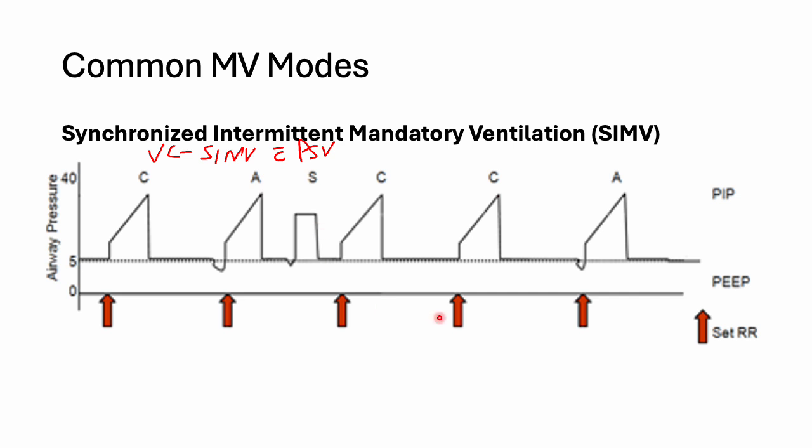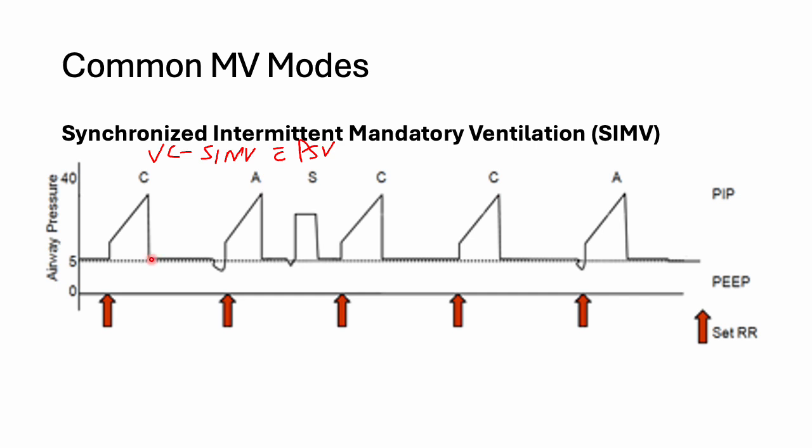So SIMV, using this graphic to demonstrate, again, has a set respiratory rate, and you will see that some breaths have no dip, some have a dip. The labels up here help you to differentiate. The C refers to controlled. In this case, the patient has no trigger, but it is time for the machine to deliver the breath. So the machine delivers the breath. This is a 100% controlled breath or machine breath.